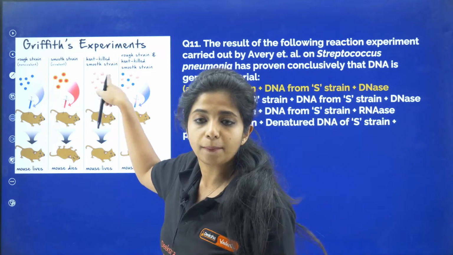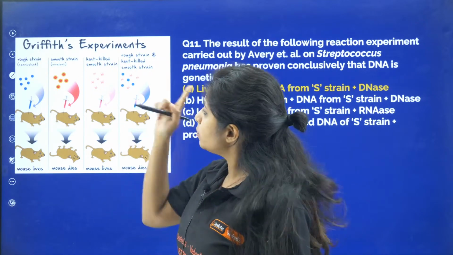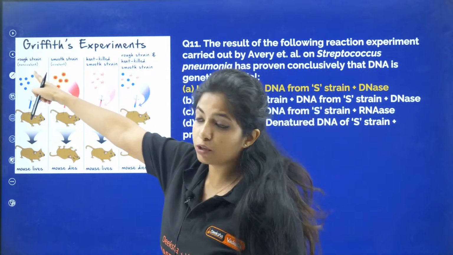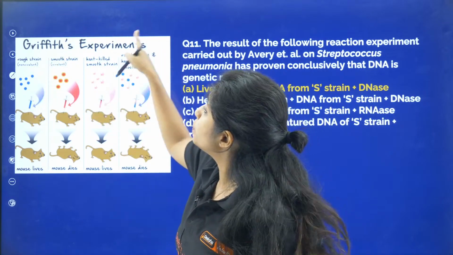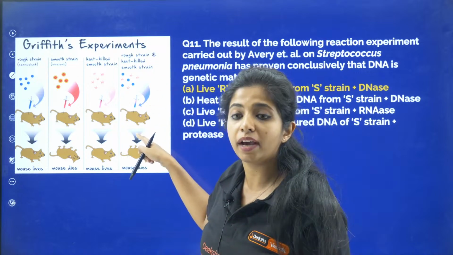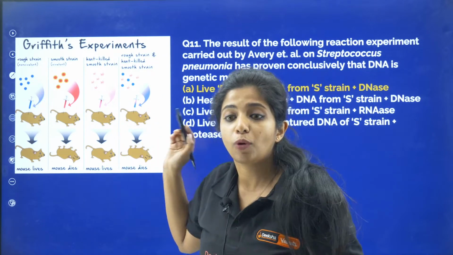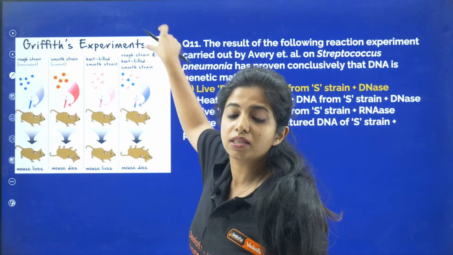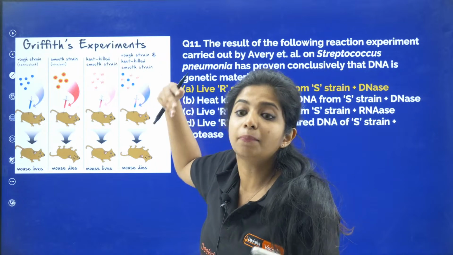Probably certain changes were happening over here when they heat killed. Now one more thing was done. Rough strain was put, which was not causing any trouble, and it was mixed with heat killed, which was also not causing any trouble. Then it was put in the mice and the mice died. Why? Because probably from the heat killed one, something went to the rough strain. Yeah, that might have happened.